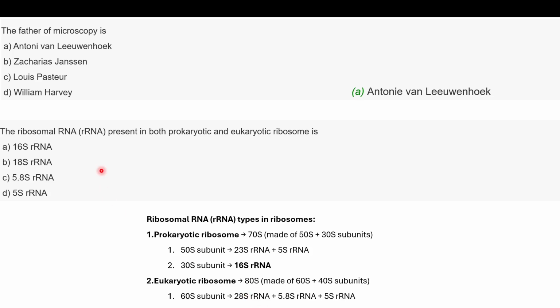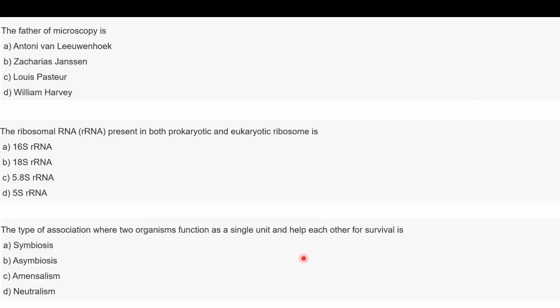So the question is actually asking us which type of ribosomal RNA is present in both the prokaryotic ribosome as well as the eukaryotic ribosome. So if we see here, the common thing here is the 5S ribosomal RNA. So the correct option will be option D, 5S ribosomal RNA.